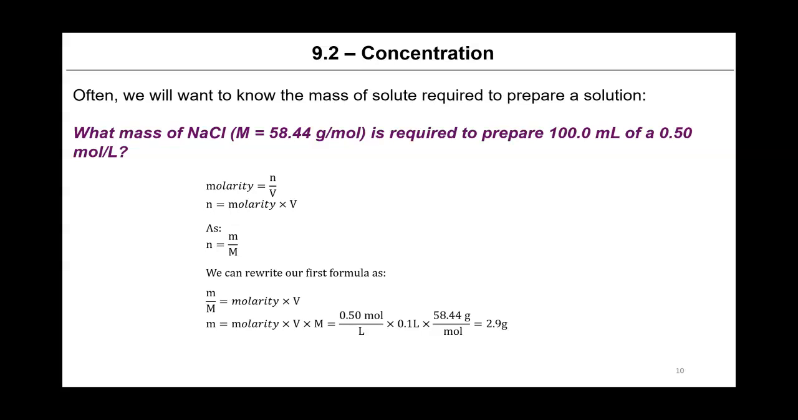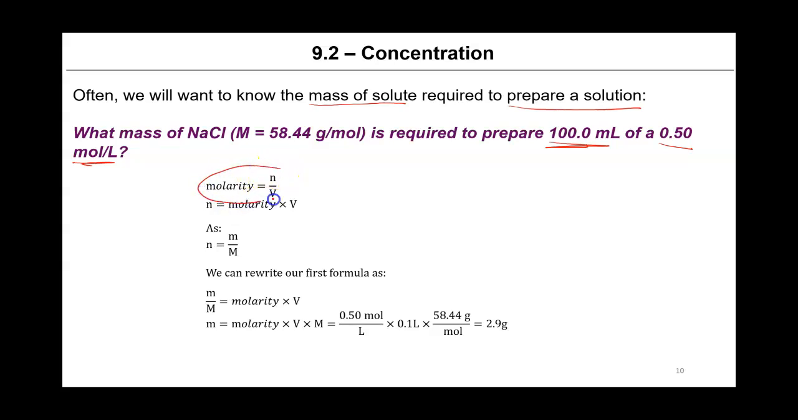A common calculation that you'll be asked to perform is to calculate the mass of solute required to prepare a given solution. Now the nice thing about this is we can demonstrate that you can come up with a pretty simple formula for doing this in one step every time. So here's a good example of that. It says what mass of sodium chloride is required to prepare 100 milliliters of a 0.5 mole per liter solution.